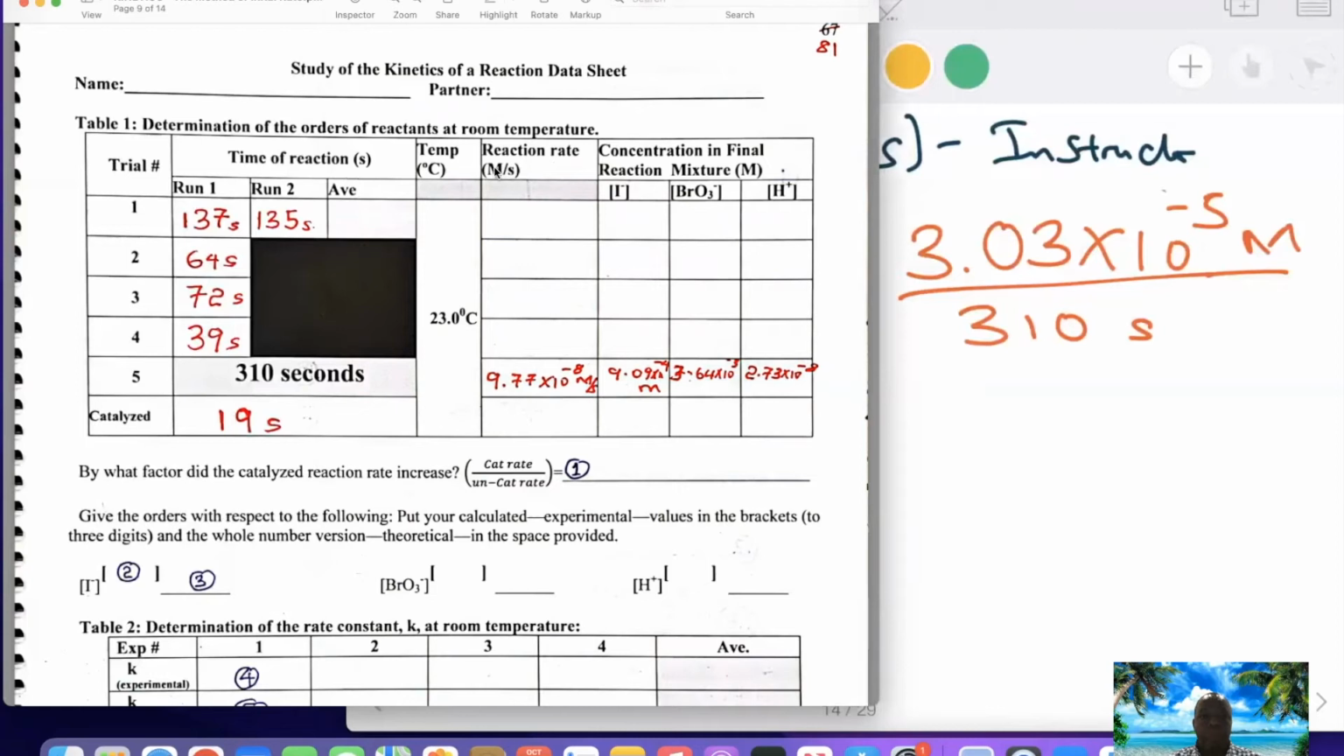reaction rate in molarity per second. You'll do the same thing for the catalyst. Remember, the catalyst run is the same as run number 1. The constitution, or the reagents, for the catalyst is the same as for trial 1. So that's how you complete this.